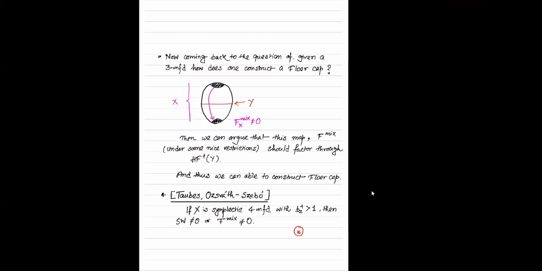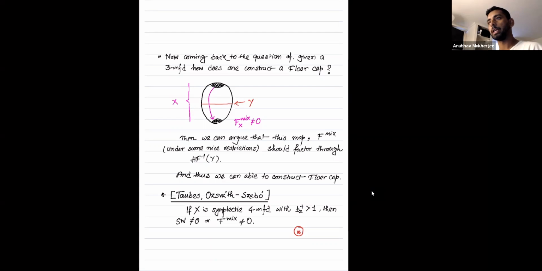What happens for b2 plus equal to 1? What can you say about F mix in that case? In that case, you have to take the perturbed coefficient. That's the reason I'm not going into b2 plus equal to 1. Ozsváth-Szabó's Heegaard Floer mixed invariant under general coefficients is well-defined only when b2 plus is strictly bigger than 1. For b2 plus equal to 1, in order to make it a well-defined map, you have to go through some sort of perturbed coefficient.